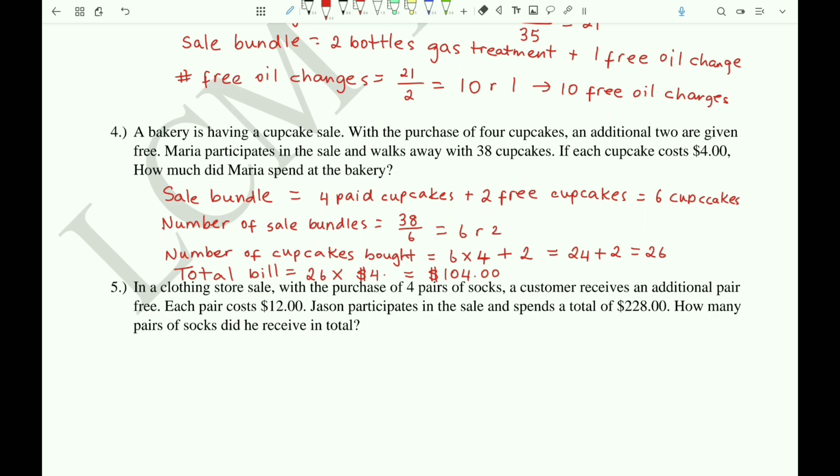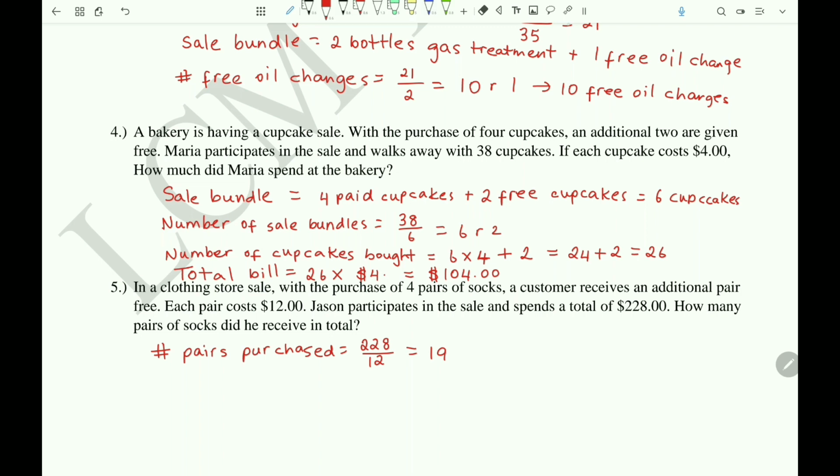Now let's find out the number of pairs of socks he actually purchased. Now he spent a total of $228. So the number of pairs of socks purchased, and let's just say number of pairs purchased, is going to be equal to $228 divided by 12, and that gives me 19 pairs of socks.